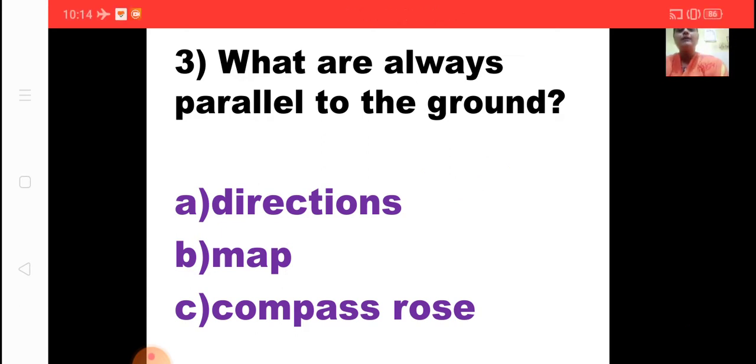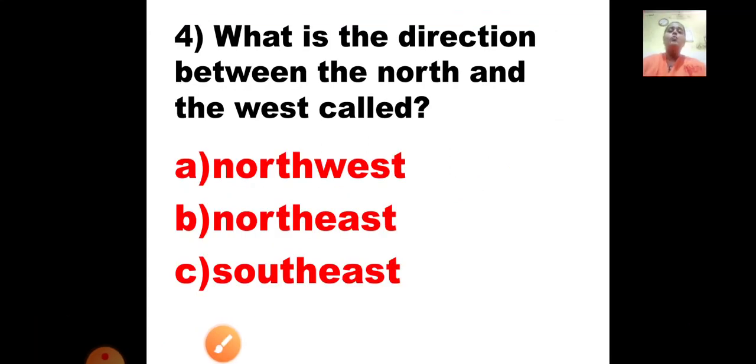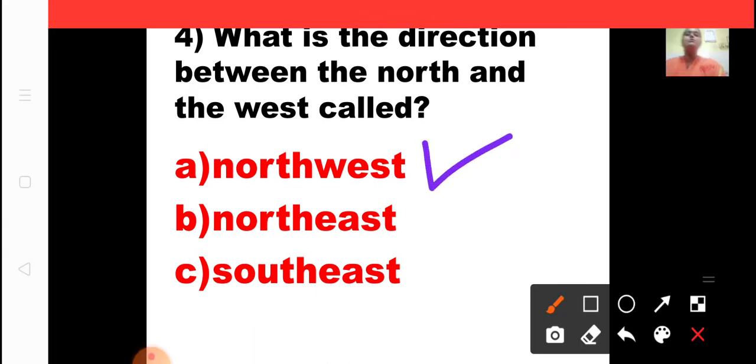Next one. Fourth one is, what is the direction between the north and the west called? Now north and west, what is the direction called which lies between the north and the west? A option is northwest, B option is northeast, and C option is southeast. Northeast, no, because north and west is given. Southeast, no, that is definitely wrong. So northwest is the correct option. So I'm going to tick the A option, that is northwest.